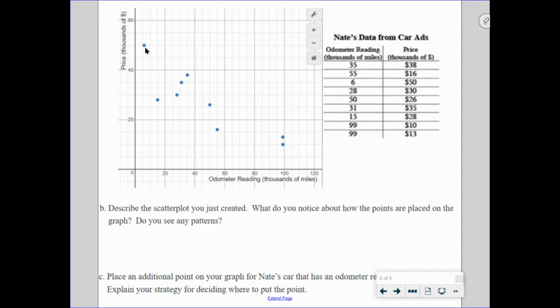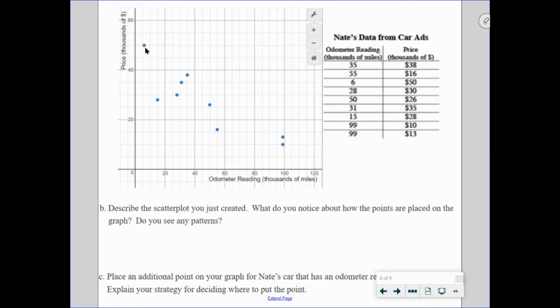Describe the scatter plot you just created. What do you notice about how the points are placed on the graph? Do you see any patterns? So please write a sentence or two telling me what you noticed there, okay? And when you're done, unpause it and we'll see if we agree.